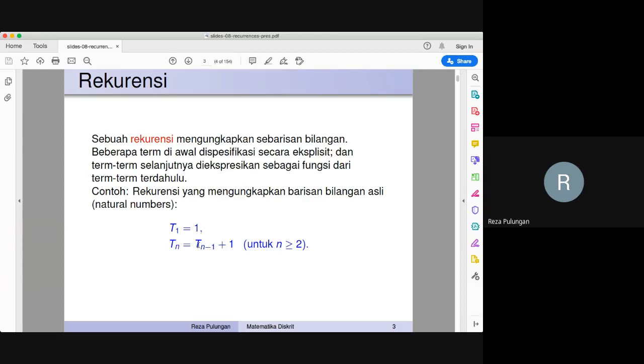And then you evaluate it. When you evaluate it, T2 is equal to T1, and T1 is equal to 1 plus 1, so T2 is equal to 2. And you can continue this. T3 will be equal to T2 plus 1. Well, T2, previously you know, is equal to 2, so T3 is equal to 3.